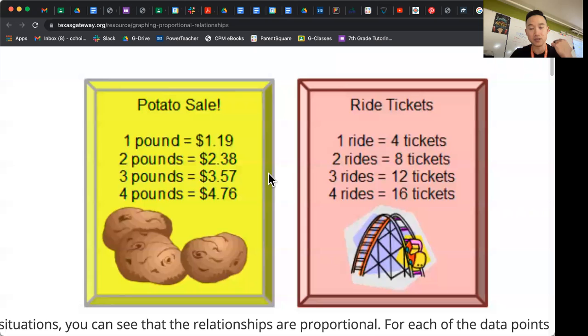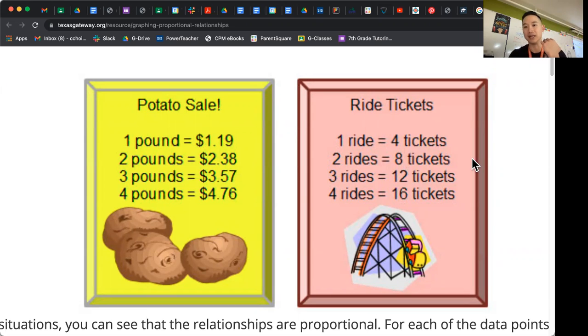Today in this video, I'm going to talk a little bit about proportional relationships, which is just another way of saying if you multiply one thing by two, you need to multiply the other thing by two. So for example, if you buy twice as many bags of potatoes, you should probably pay twice as much. Or if you buy 3 times as many potatoes, you should pay 3 times as much.